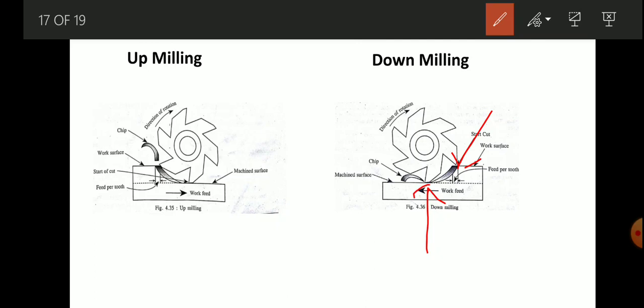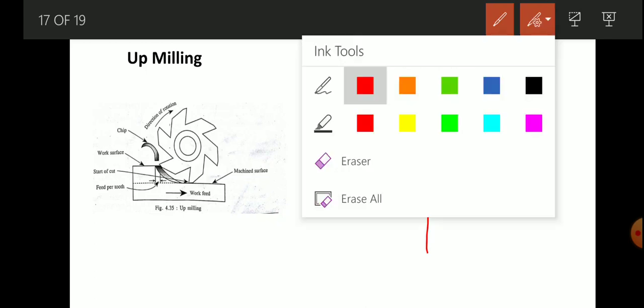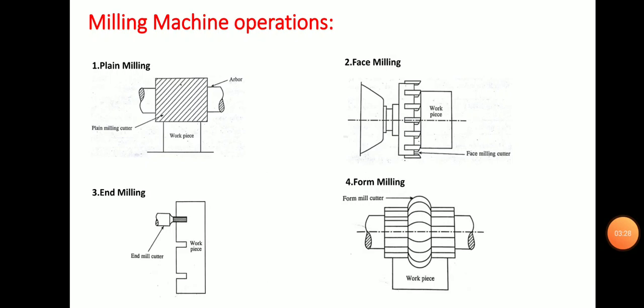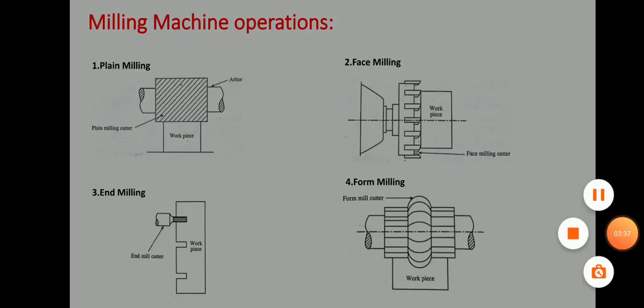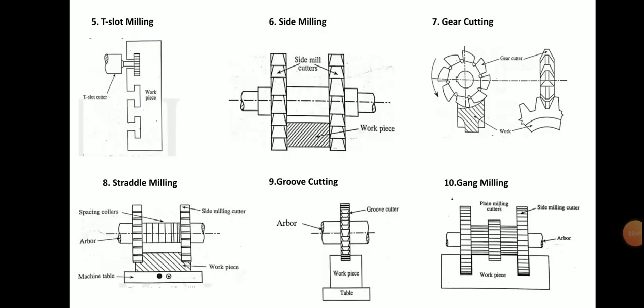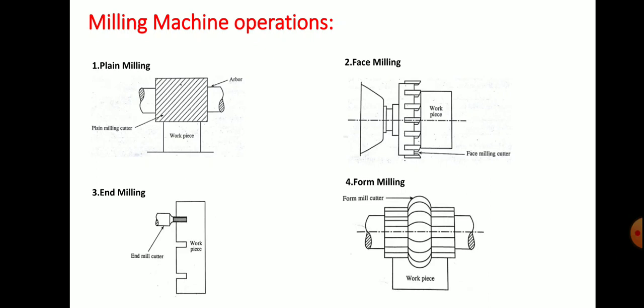Now let us see milling machine operations. Here are the milling machine operations. First one is plane milling, face milling, end milling, form milling, T-slot milling, side milling, gear cutting, straddle milling, groove cutting and gang milling. Let us go through these one by one. First one is plane milling.